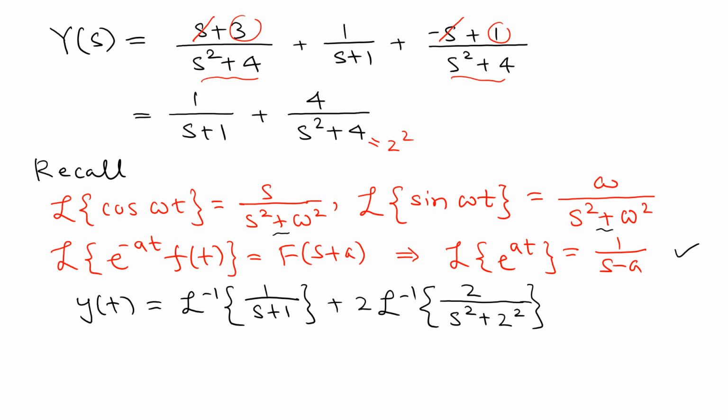For the first one, you can see that a equals 1. And for the second one, you can see that omega equals 2. So that means the final answer is going to be, for the first one, e to the minus t. And from the second one, 2 sine 2t. So that's the final answer of the problem, using these identities. Okay, so let's look at the next one.